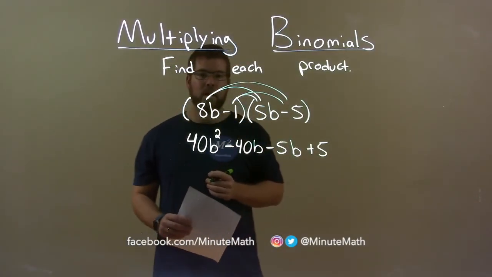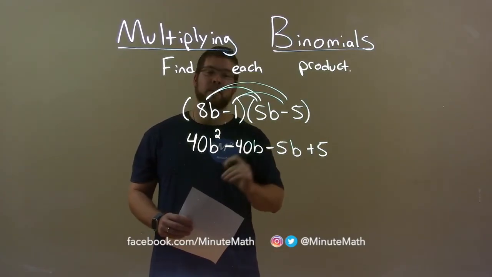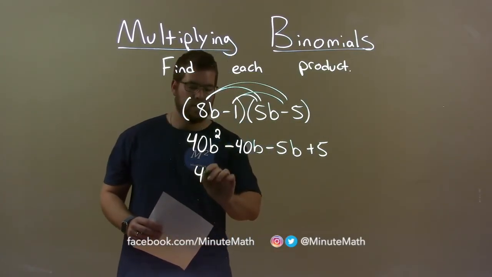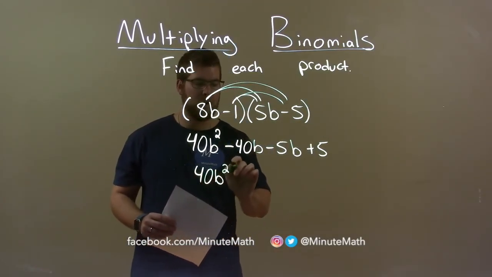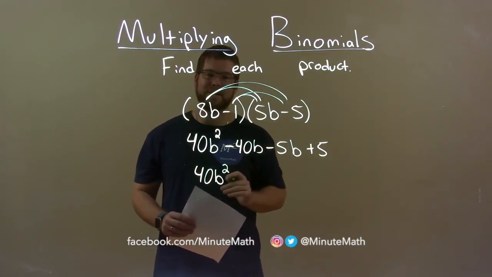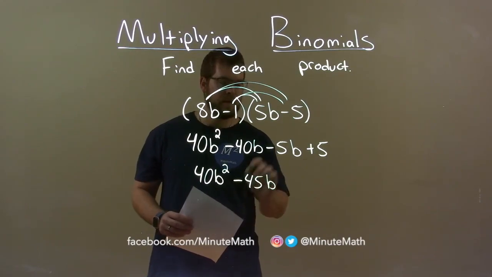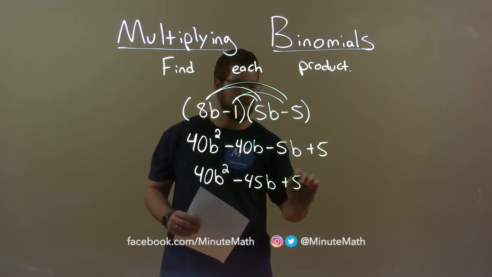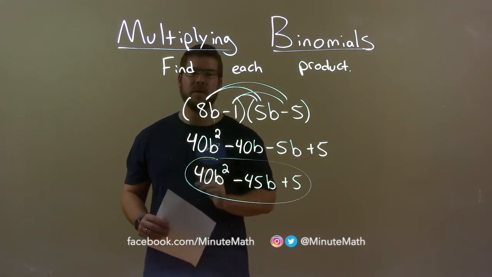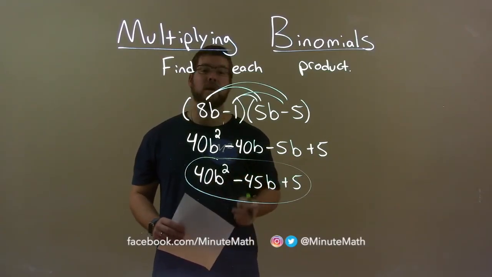So now we want to combine our like terms, which is just the b's in the middle. 40b squared comes down, and minus 40b minus 5b is a minus 45b. 5 comes down, and our final answer is 40b squared minus 45b plus 5.